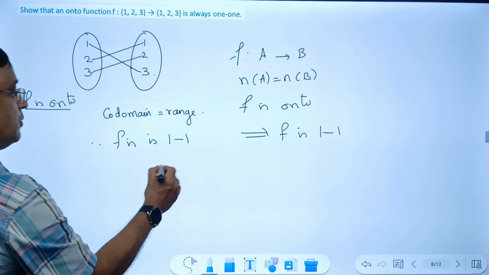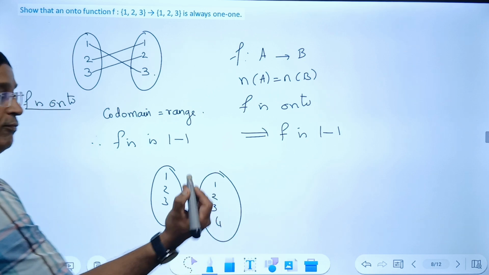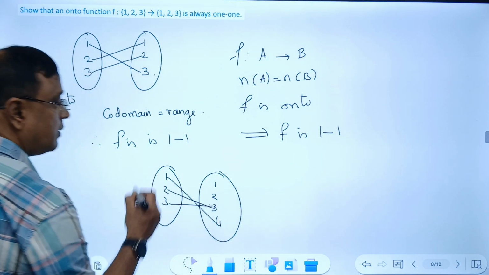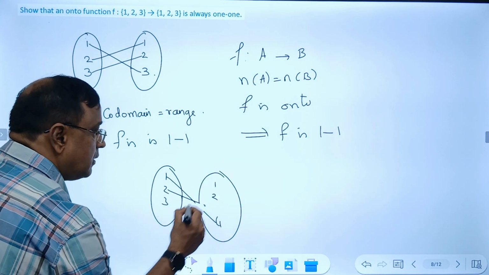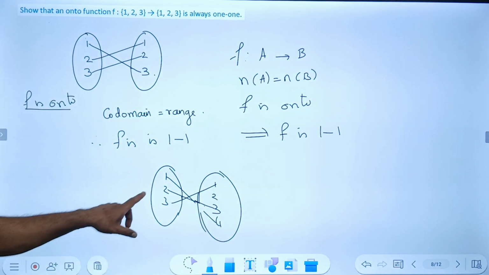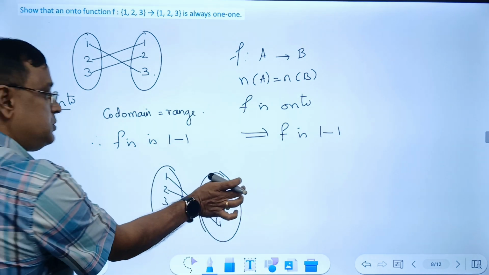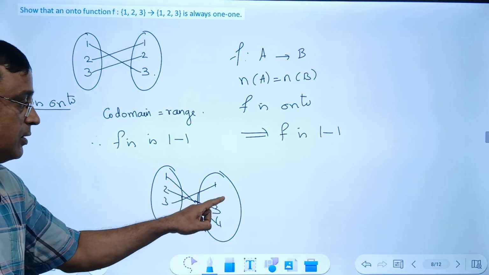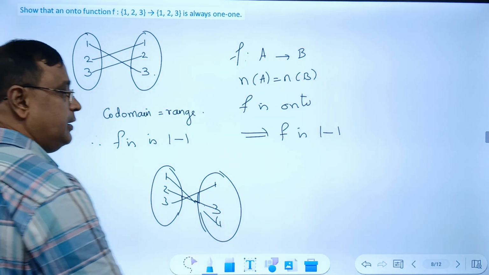See? For instance, let me take one more diagram. 1, 2, 3 and 1, 2, 3, 4. For example, if I have 4 elements, look at this. This is 1 to 1, but it is not onto. 2 is left out. Suppose let us assume 2 is not there at all. The number of elements are the same. It is onto means it has to be 1 to 1. You understand?